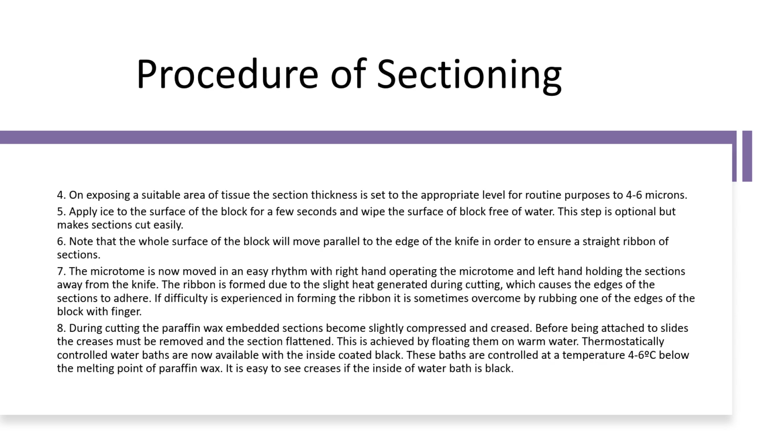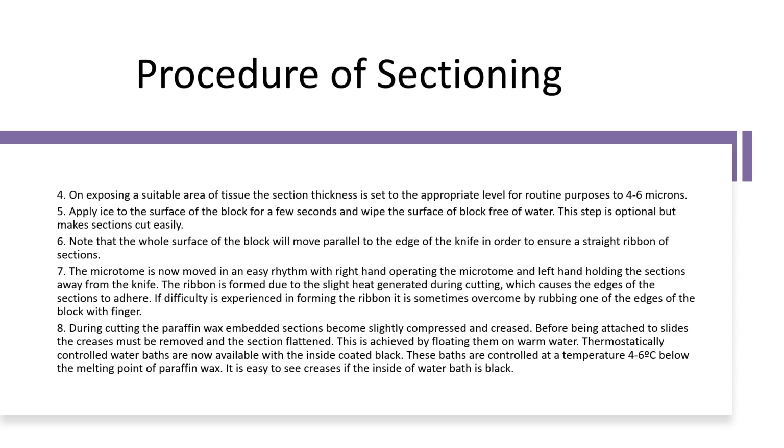After trimming, we will start the fine sectioning. So the thickness of the section is set between 4 to 6 micron depending upon the nature of the tissue. Then we apply ice to the surface of the block for a few seconds and wipe the surface of the block free of water. This step is optional but makes sections cut easily.